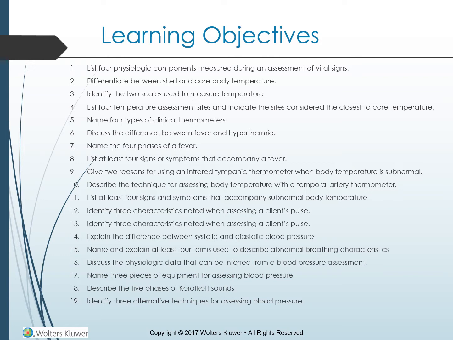Identify 3 characteristics noted when assessing a client's pulse. Identify 3 characteristics noted when assessing a client's heart rate. Explain the difference between systolic and diastolic blood pressure. Name and explain at least 4 terms used to describe abnormal breathing characteristics. Discuss the physiologic data that can be inferred from a blood pressure assessment.